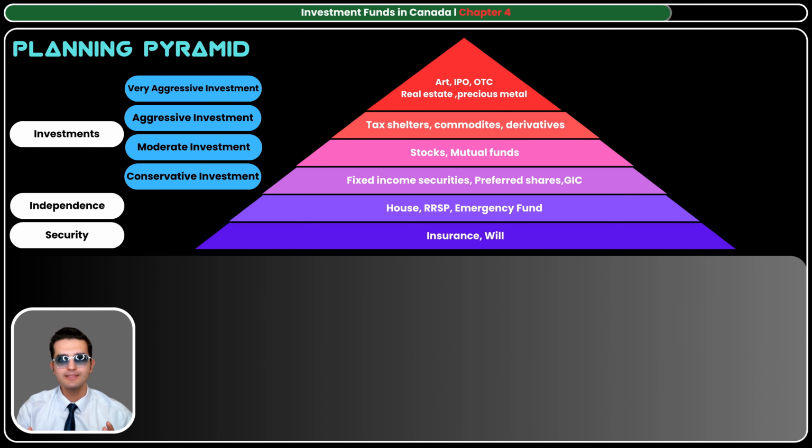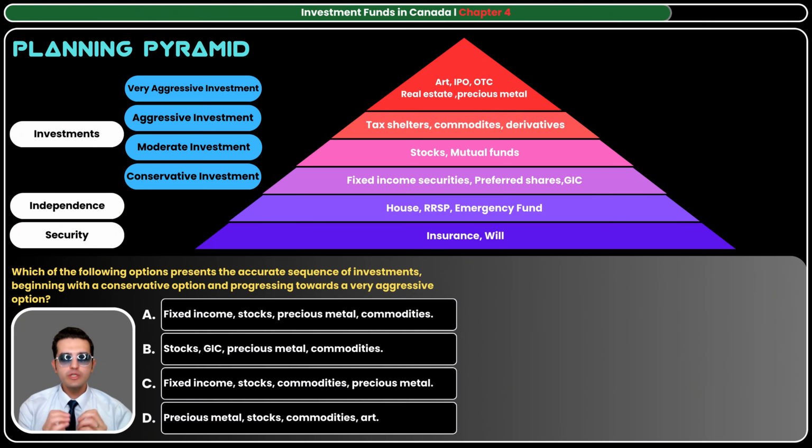Great. Will you get a question from this topic? You may get. I personally don't think so, but you may get. But what type of question you may get? Let's get to it. Which of the following options presents the accurate sequence of investments, beginning with a conservative option and progressing towards a very aggressive option?